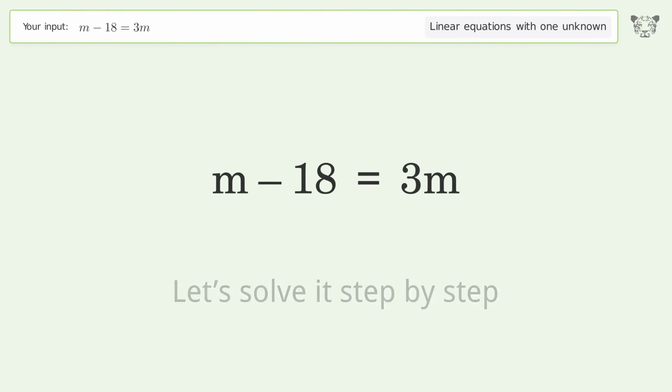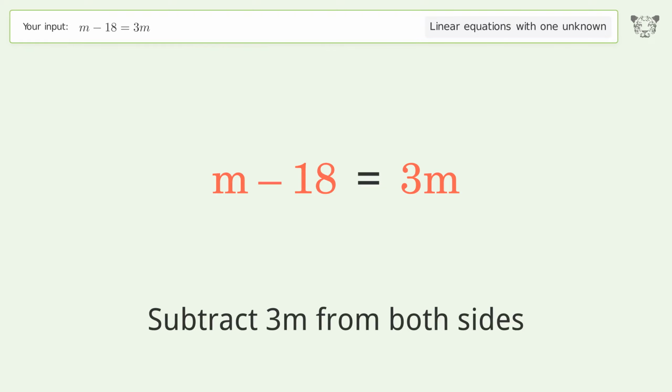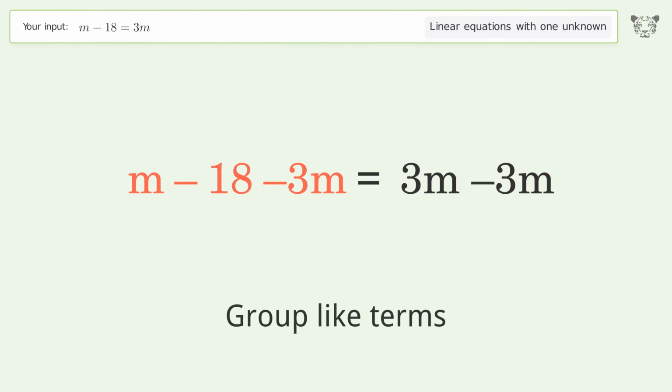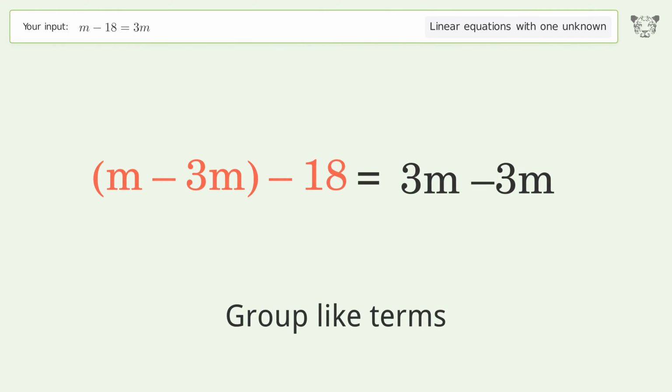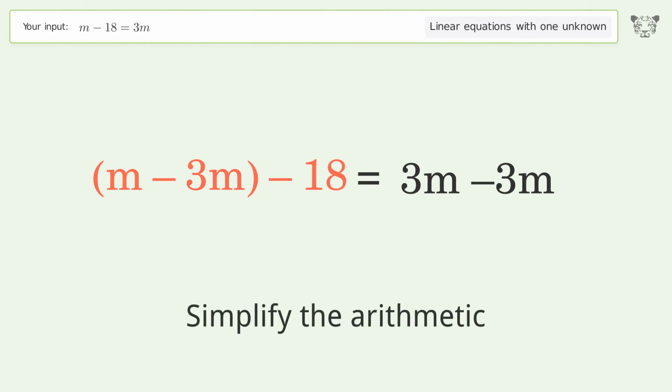Group all m terms on the left side of the equation. Subtract 3m from both sides. Group like terms. Simplify the arithmetic.